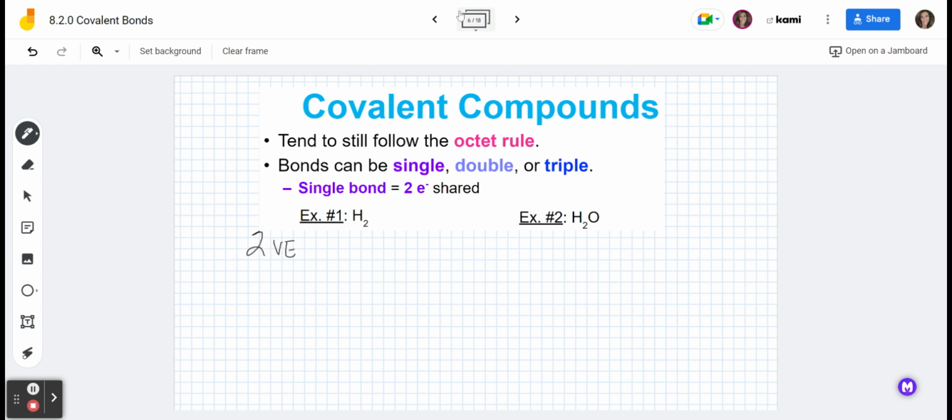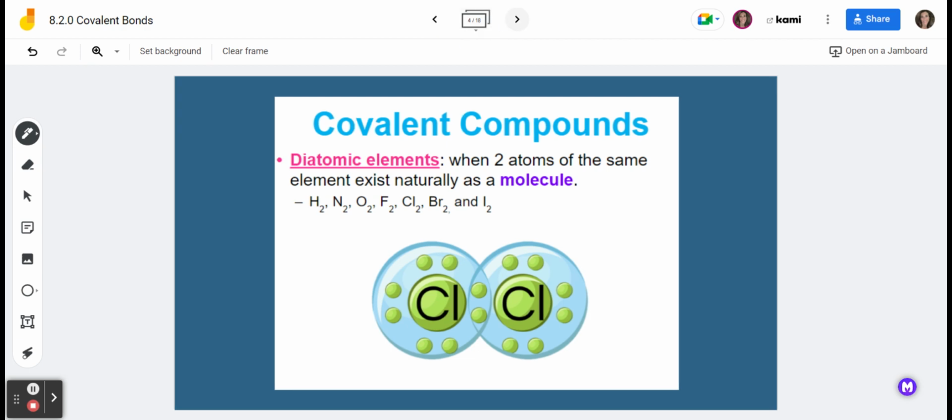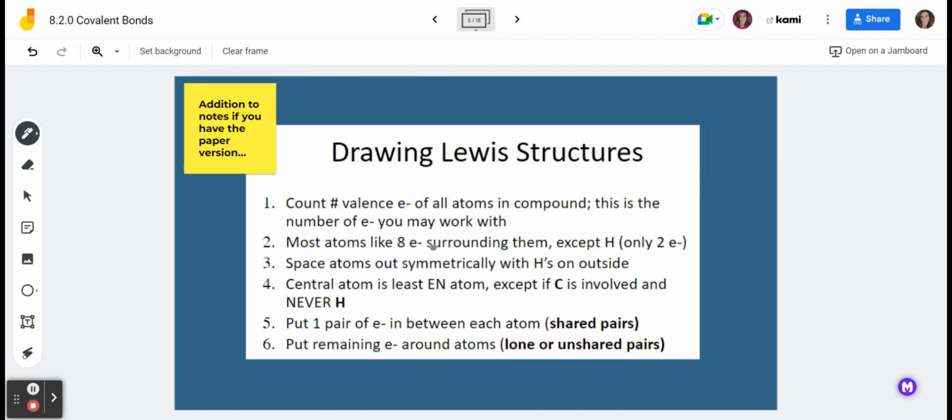And then what is our next step? Our next step is to have 8 electrons surrounding them, except hydrogen, which we're talking about, so it only needs 2. We're going to space these out symmetrically with H's on the outside. That's not really applying to this case since there's only 2 H's. We also don't have a central atom, meaning the atom that we write down first and then build off of. I will mention that when we come across an example.